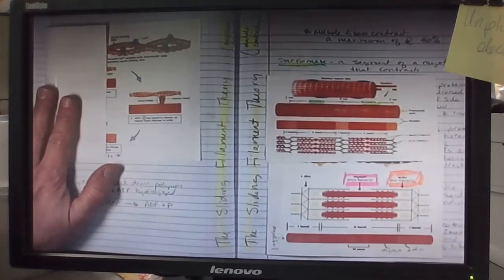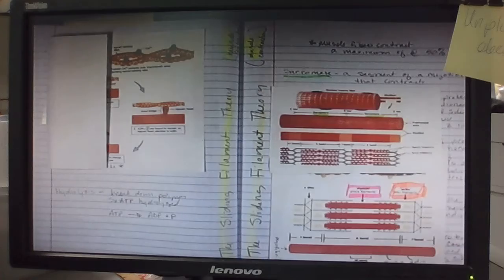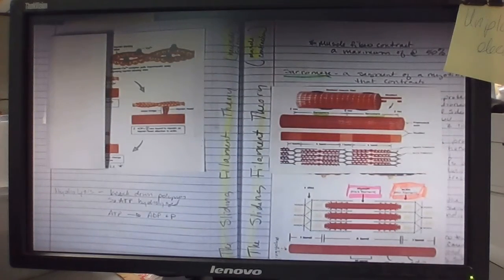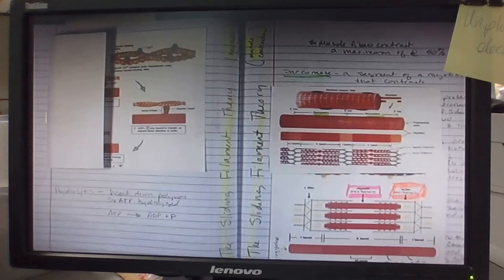Okay, sliding filament theory. The sliding filament theory are the steps for muscle contraction. That's what these notes are about. This is how muscles contract. We're going to find out when we get into the nervous system that potassium and sodium are really important components to creating that nerve impulse, to having that signal be passed on.